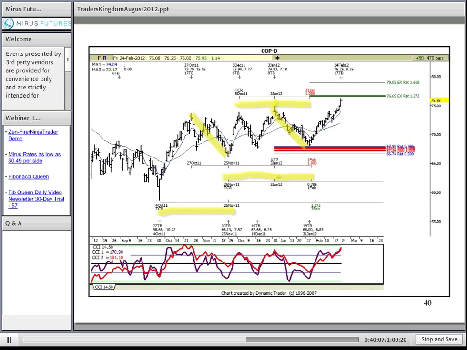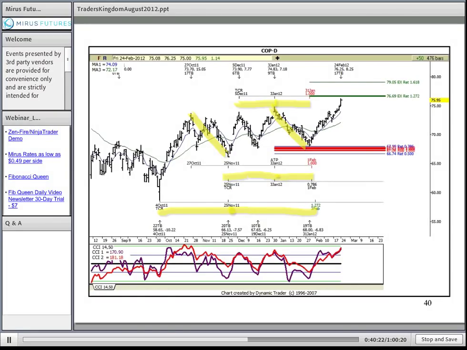786 in time came in February 1st, and I also measured the October 4th low to the November 25th low. 1272 in time came in February 3rd. So you had January 31st through February 3rd for a possible low in COP as we were testing support.